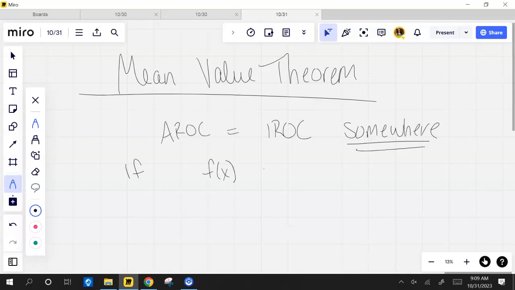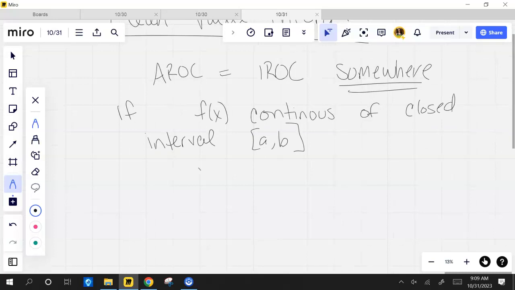Same stipulations, I should have given them to you first. If f of x is continuous on a closed interval, then somewhere on that interval, if you find the average rate of change of the endpoints, then the instantaneous rate of change is that value somewhere on that interval. In other words, the derivative at some point c is going to equal the AROC. AROC is just slope, right?